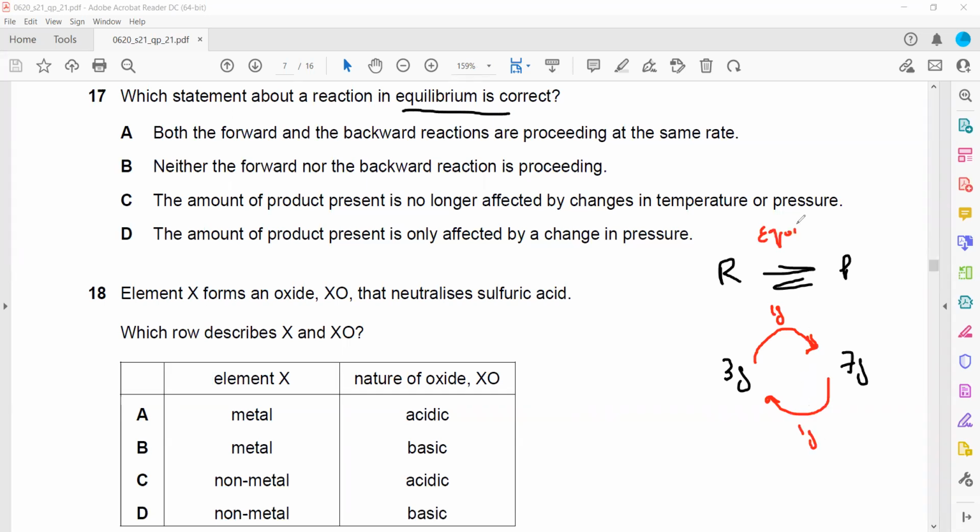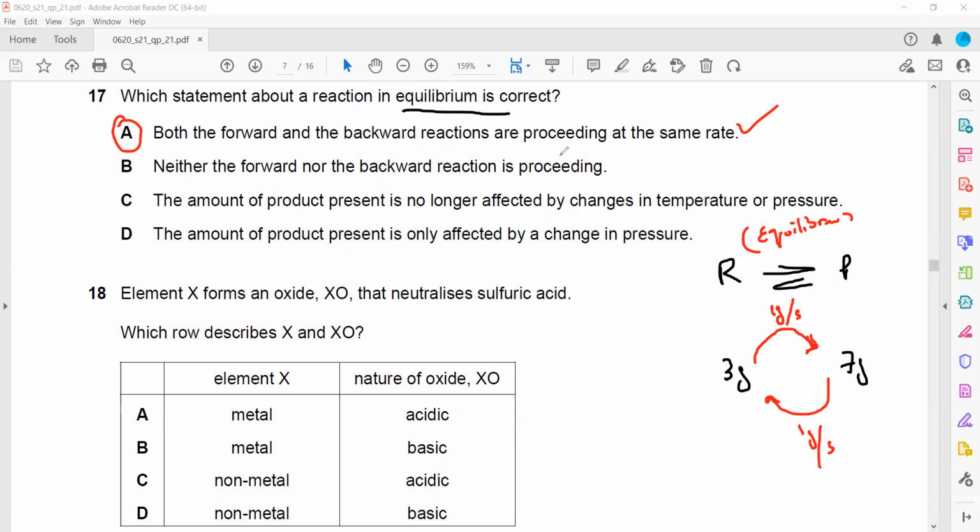So equilibrium means that the rates of the forward and backward reactions are the same, and there is no change in the concentration. So which statement is explaining the equilibrium? Both forward and backward reactions proceed at the same rate. That is true. Like the speed, if 1 gram per second of a reactant forms a product, at the same time 1 gram per second of a product will decompose and form back the reactant.